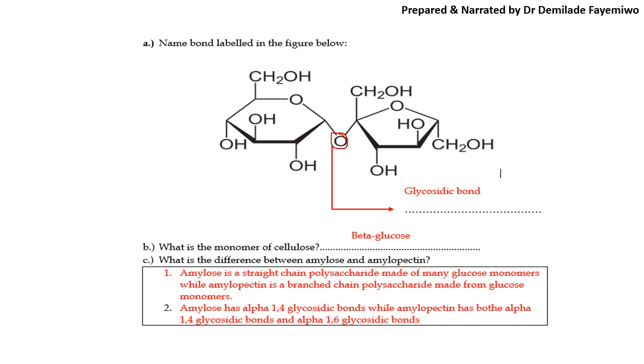Amylose is a straight chain polysaccharide. It has alpha 1,4 glycosidic bonds, while amylopectin has both alpha 1,4 glycosidic bonds and alpha 1,6 glycosidic bonds. This is not how you spell both. That was an error, so please don't put an E behind your both. It should be B-O-T-H.